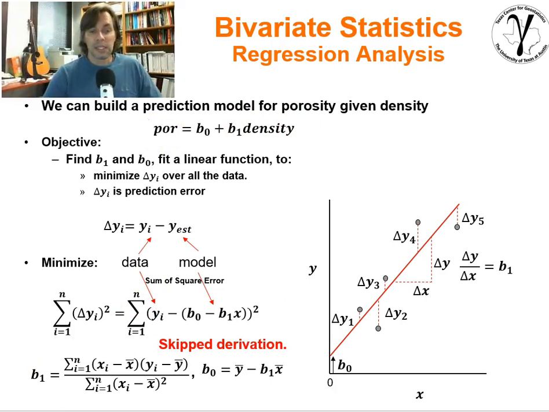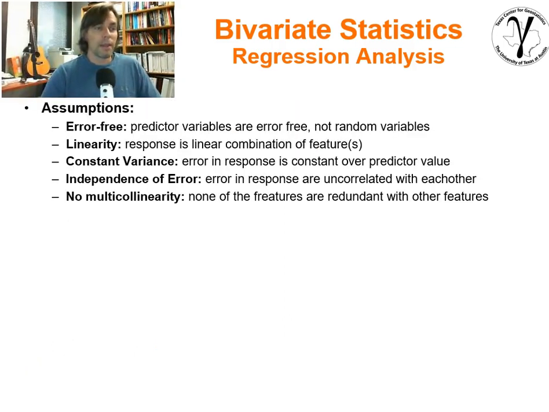Now, of course, there will be some assumptions with that model. And here's a list of assumptions that we need to make in order to calculate and to use that model. First of all, we have to assume that the predictor variables themselves are error-free. They're not random variables, they're constants. They are known without any significant degree of error associated with them.